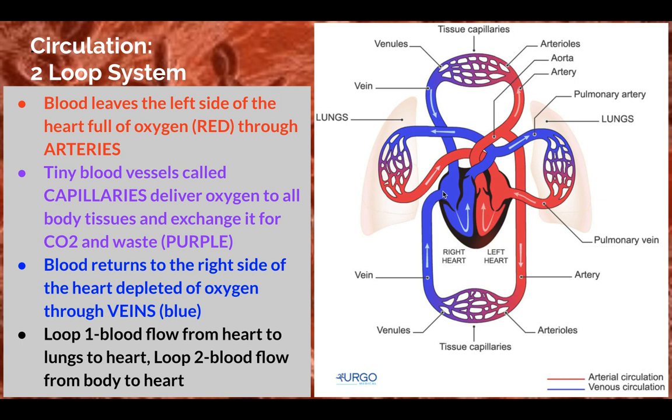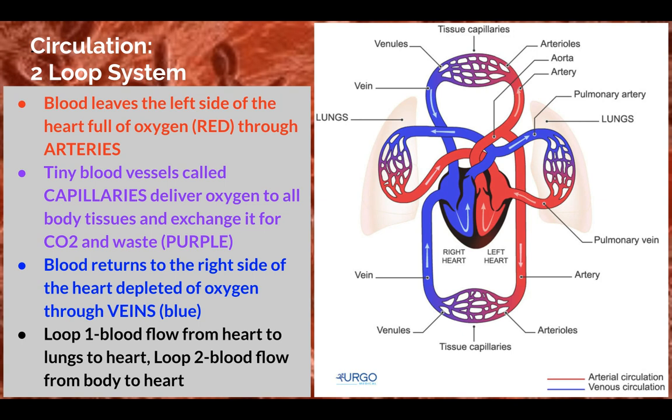And deoxygenated blood is transferred to the right side of the heart. The right side of the heart will then pump blood back out into the lungs, and then the lungs reoxygenate the blood in the capillaries around the alveoli and then back to the heart. So we have loops that go from the heart to the lung, and we have loops that go through the body. So this is why it's called the two-loop system.